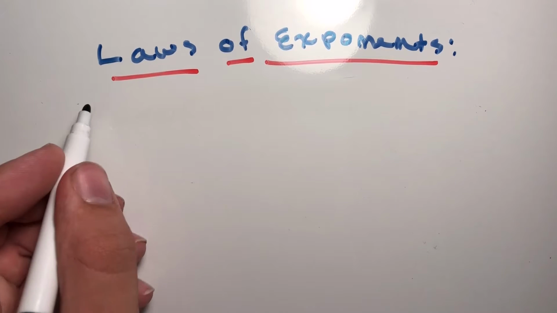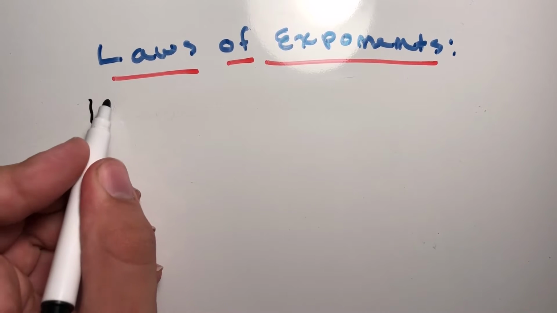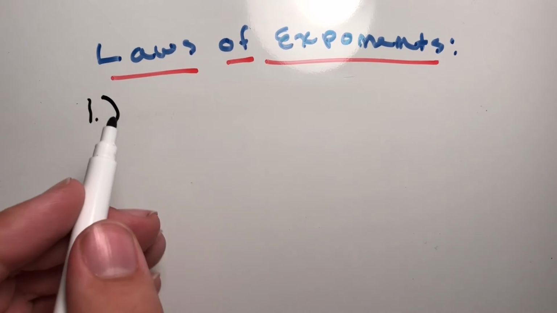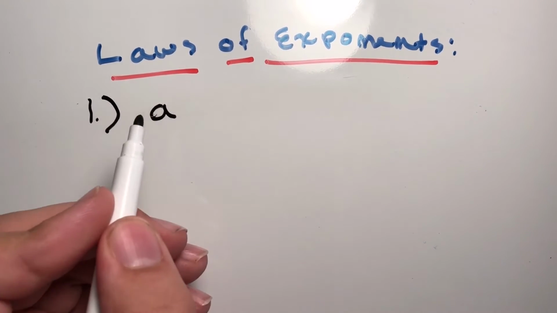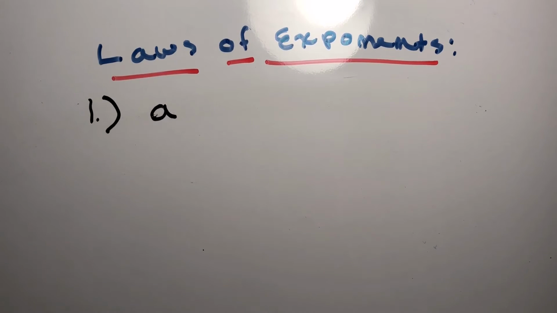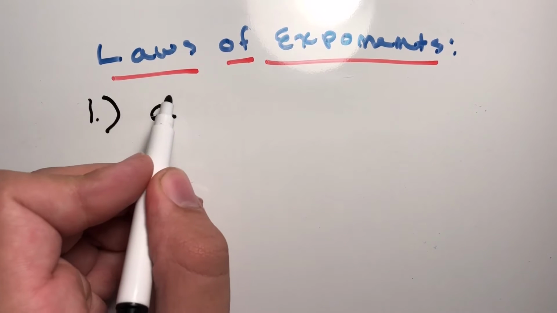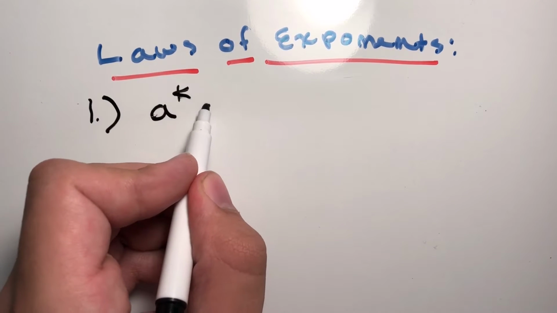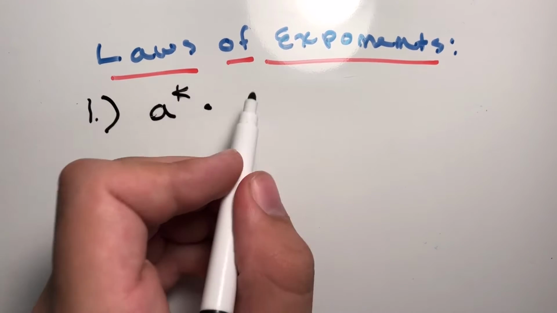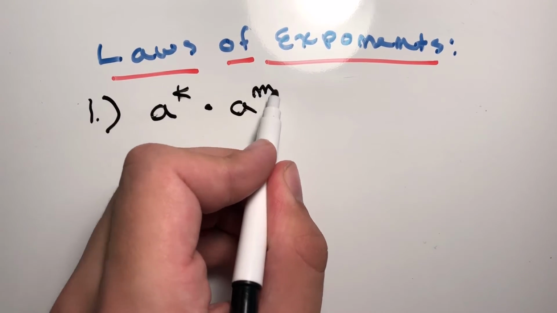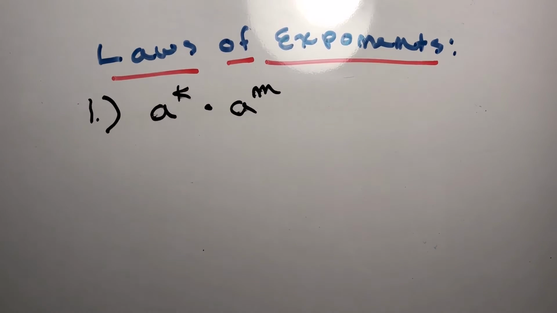So let's dive into the first law. It's called law number one, which basically states that two numbers, let's call them A, well, it's the same number, but we're going to deal with it twice in this law. A number with the same base to different powers. So we have a to the k, for example, times a to the m. So we're multiplying two numbers with different powers, but the same base.